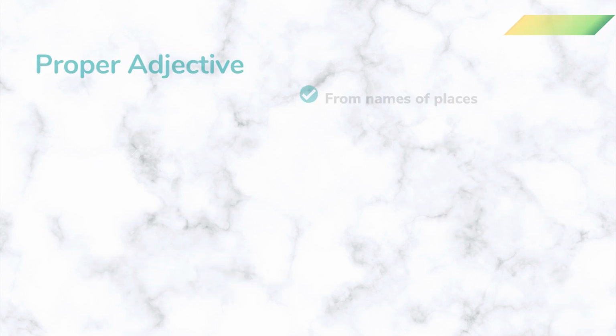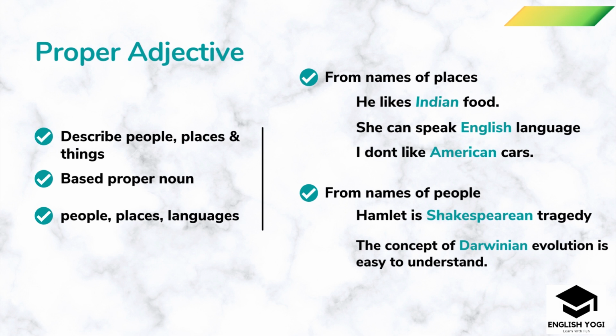Moving ahead, again we have to understand what a proper adjective is. It describes people, places, and things, and it is based on a proper noun. For example, it can be formed from names of places. The first example: he likes Indian food. The word Indian is the name of a country, and the word food is a noun. So the word Indian is giving extra information about food. That's why it is an adjective, and it is a proper adjective.